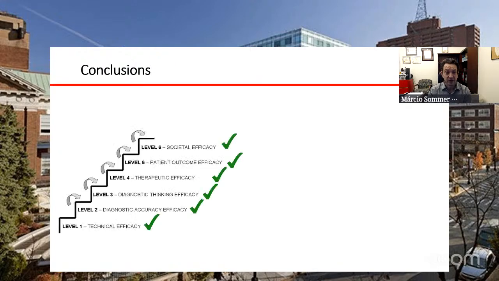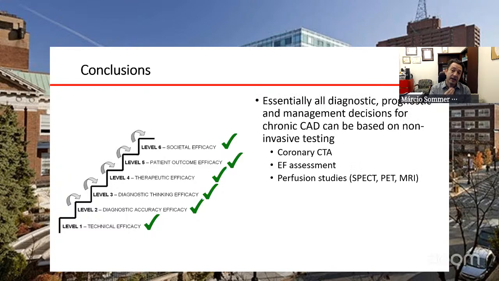So before I finish, I'll just say, I've shown you guys how CT has come a long way to prove it works. And it is essentially a diagnostic, prognostic, and management decision test for chronic CAD. And this all can be based on CT, plus or minus clinical information, and in most cases EF assessment. And for selected cases, perfusion is probably what's left over, but that's only for a minority of cases.